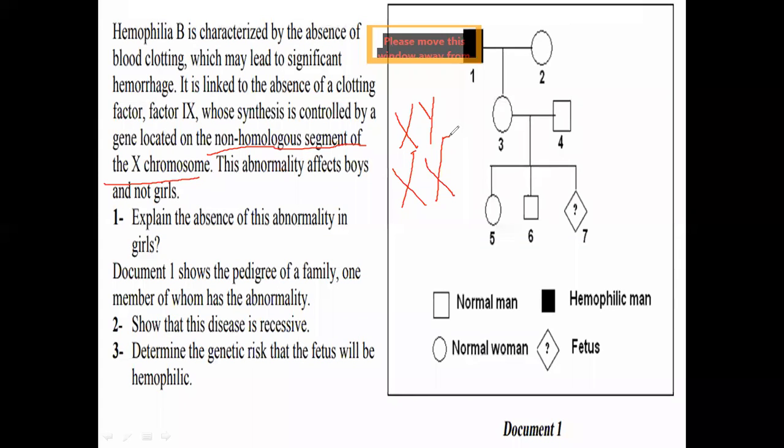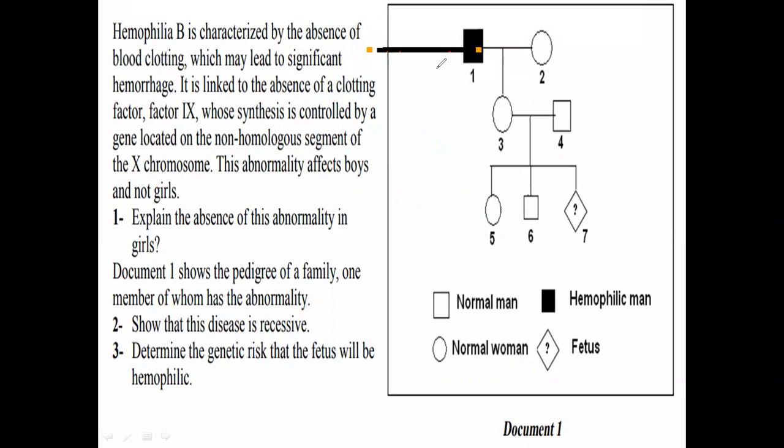Document 1 shows the pedigree of a family, one member of whom has the abnormality. Here we have a normal man, a normal woman, and the hemophilic man, which is number 1. Hemophilic meaning that he carries the allele of the disease. But they said to show that this disease is recessive. They confirm that the allele of the disease is recessive.